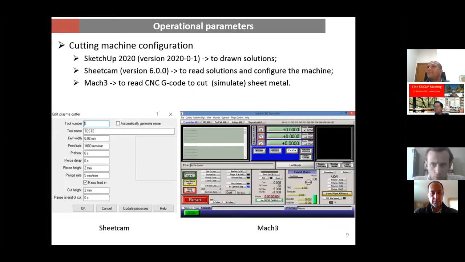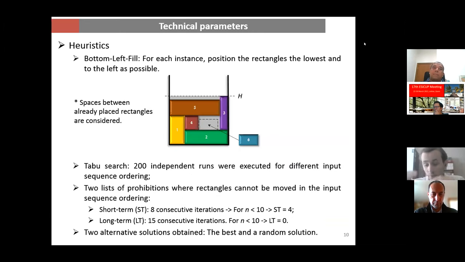And also, all solutions were drawn using SketchUp. And in a second moment, we use the software called SheetCam to read these solutions from SketchUp and configure the cutting machine. And with this configuration, we translate all this information to Mach3, or another software, to read the CNC G-code, the steps of the cutting process, to simulate in our case, but this software is also used in practice. We use the simulate mode to simulate the sheet metal cutting. And with this, we can obtain the comparison parameters of each solution that we draw.